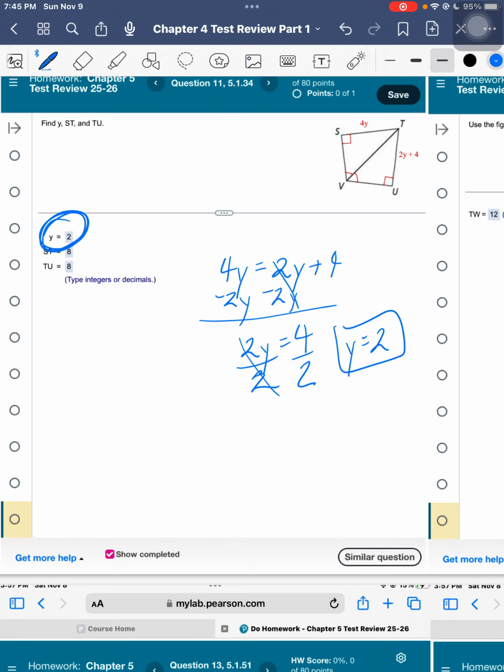Now we see here it says y is equal to 2. So in order to find ST and TU, we just have to plug it into one of them. Why only one of them? Because ST is 8, since 4 times 2 is 8, that means TU must also be 8. So 8 and 8.